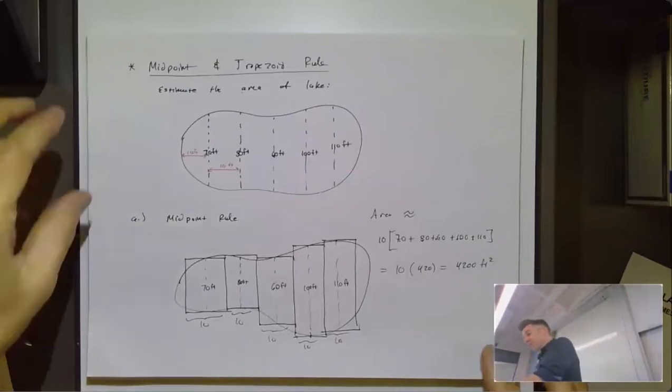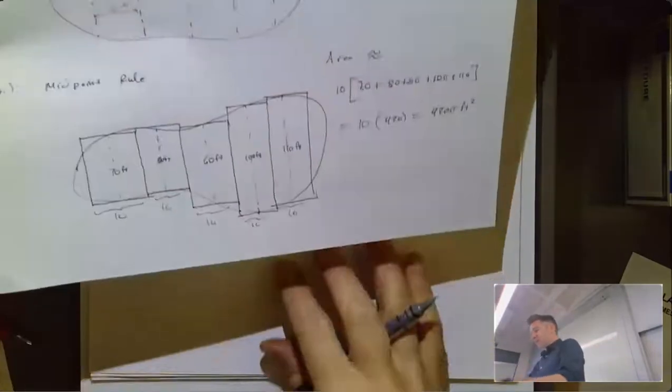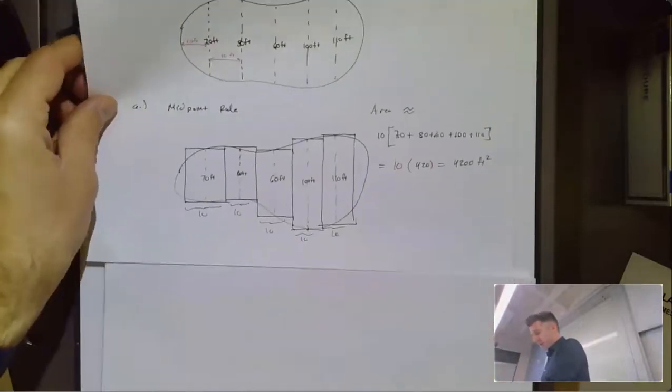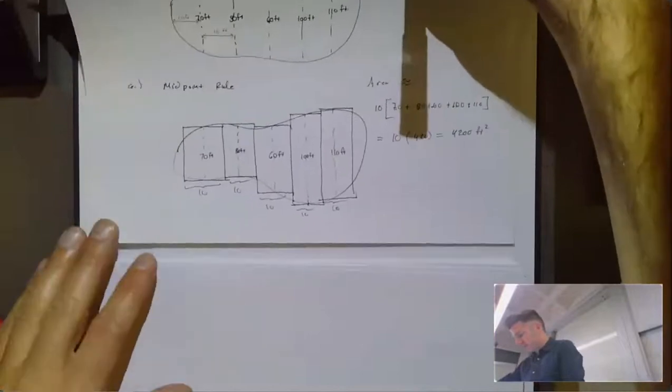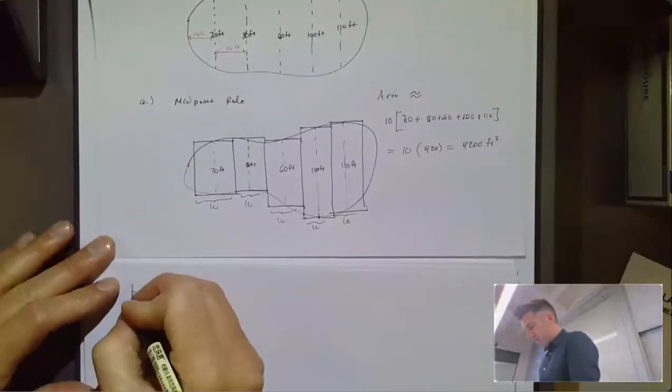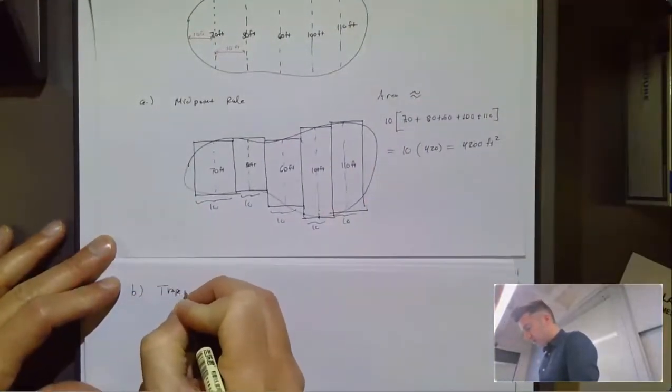Or we also have something called the trapezoid rule, which now we're going to really see how well I can draw this picture again. It's always a crapshoot. So the second way is using the trapezoid rule.